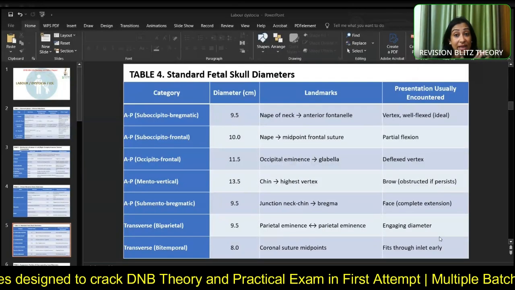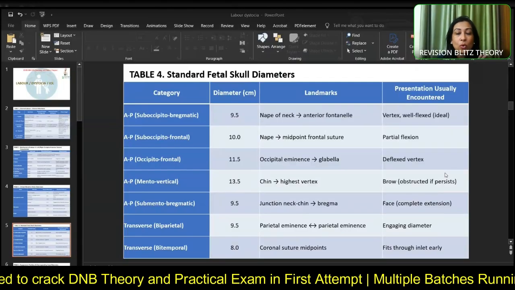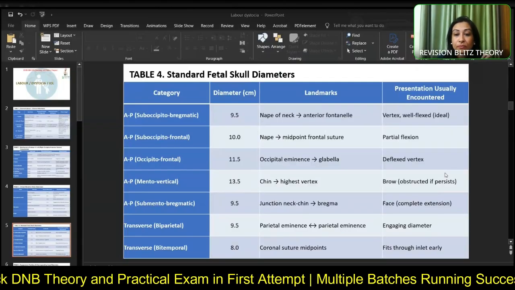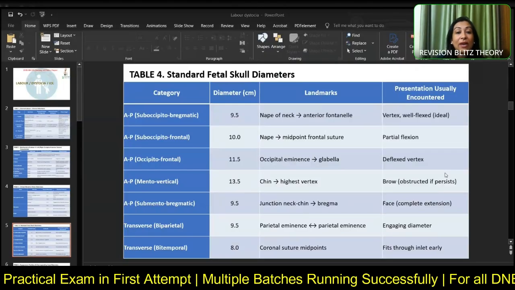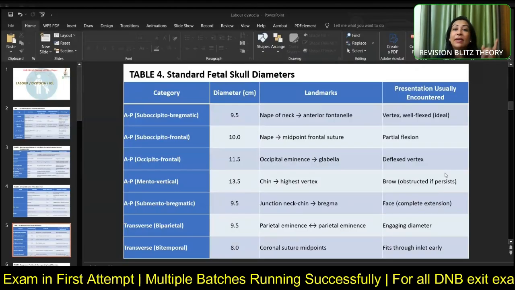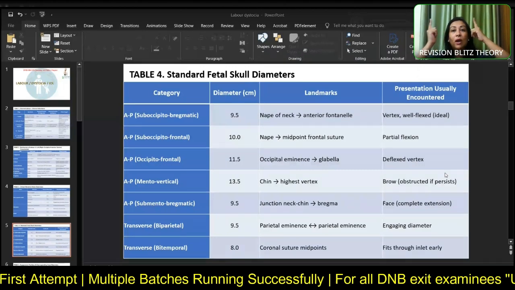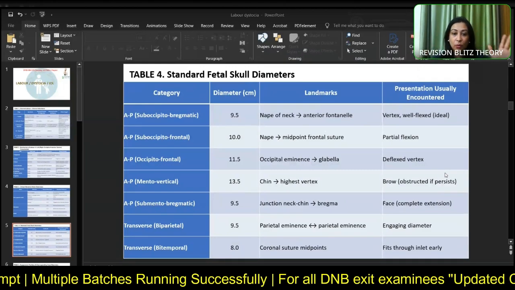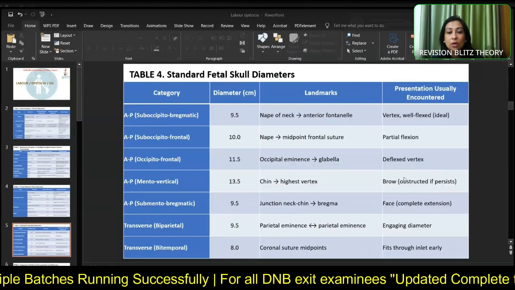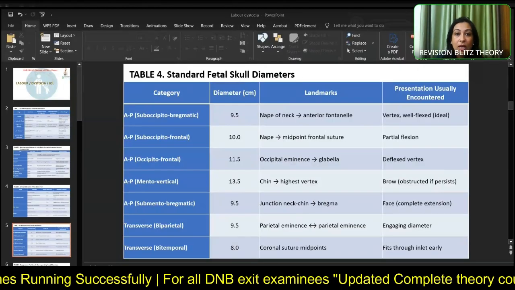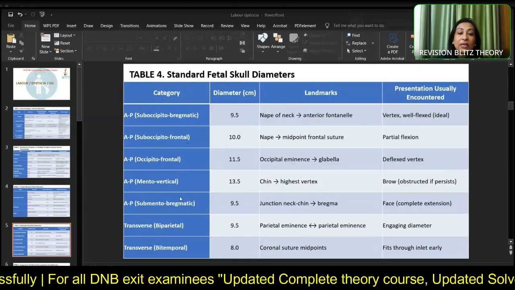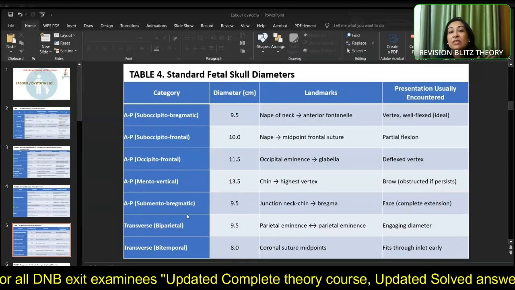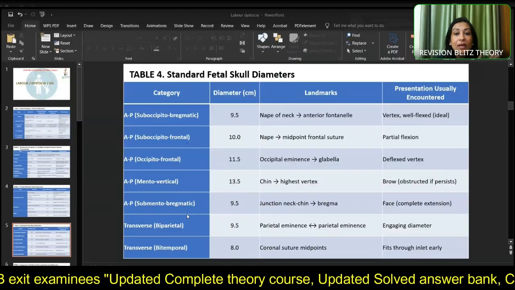Everything is there in the lectures when you go to the practicals. Engaging diameter is around 9.5 centimeters for biparietal and around 8 for bitemporal. This is not asked. What is asked is mostly this: suboccipito-bregmatic, suboccipito-frontal, occipito-frontal, mento-vertical, submento-bregmatic. These are the 5 diameters which are asked in the fetal skull. That's all.